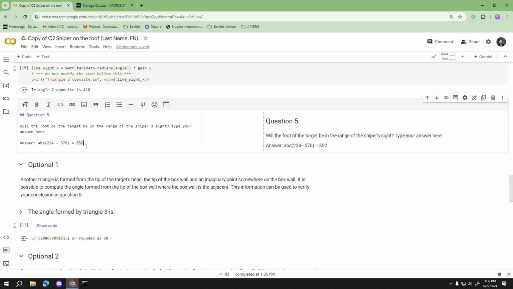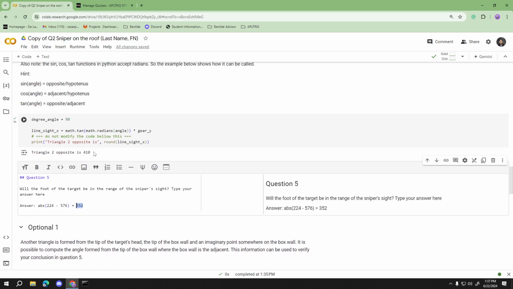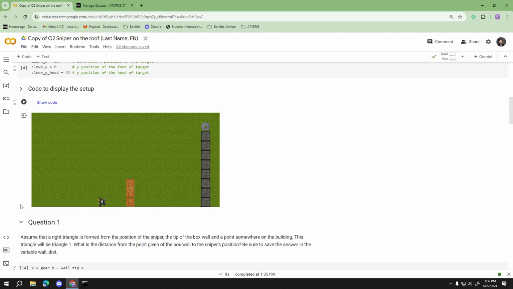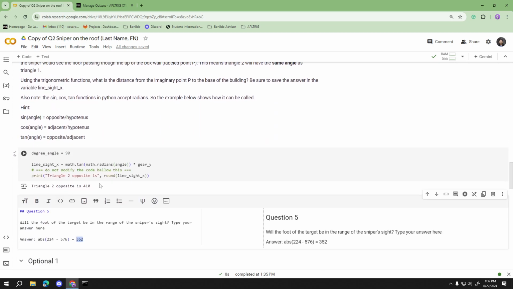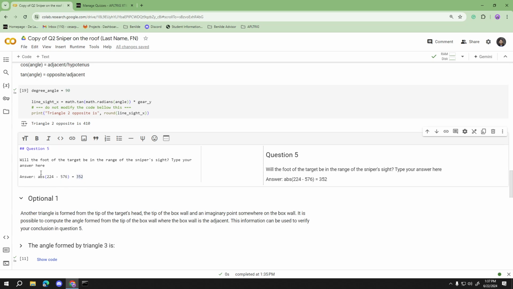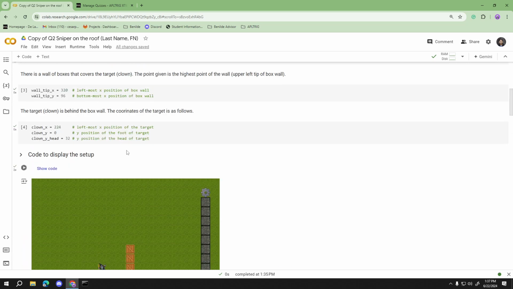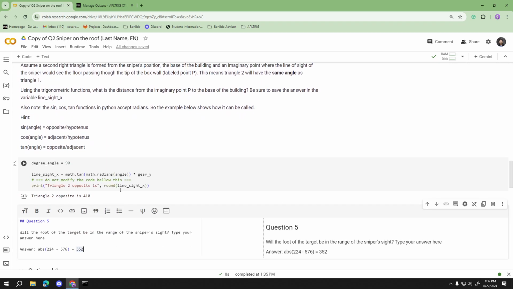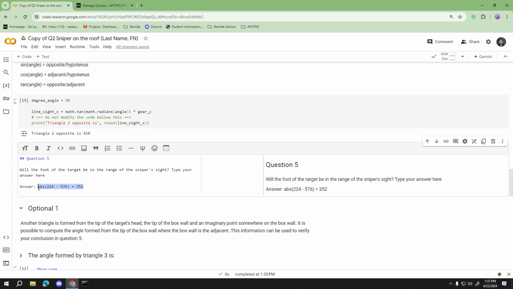Okay, 352. Well, the thing is, since there's a wall here, the sniper can only see from 410 and more. But since the clown is at 352, which is before that line of sight, he cannot target the clown. So the answer is no. The sniper will not be able to see the target.